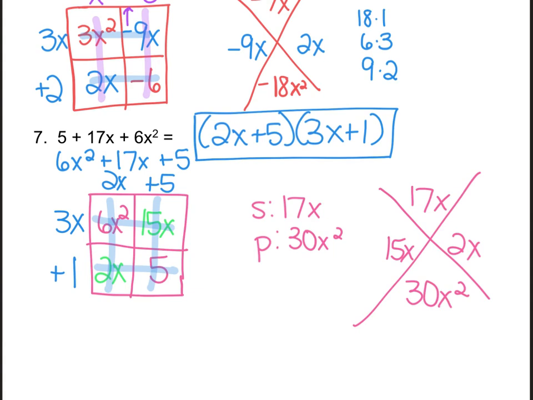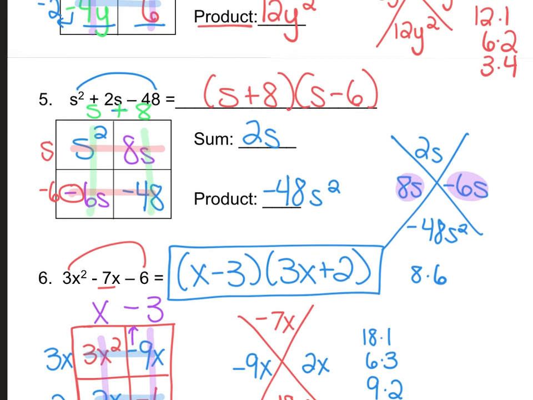Okay, so I got that my factors were 2x plus 5 and 3x plus 1. I went ahead and found that I needed something that added to the middle term of 17x and multiplied to the two outside terms of 30x squared. And that came out to 15x and 2x, which I put into my box. Remember that when I was row factoring at the bottom, 2x and 5 had nothing in common, so I pulled out a 1. Okay, so that is how you factor.